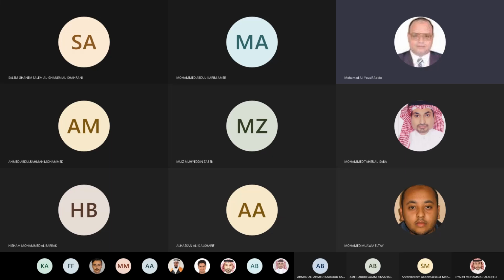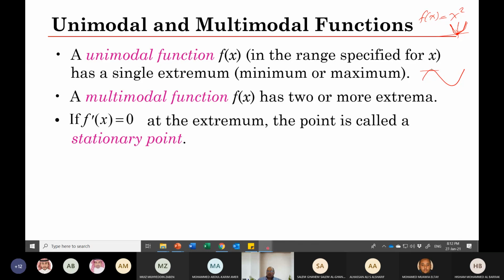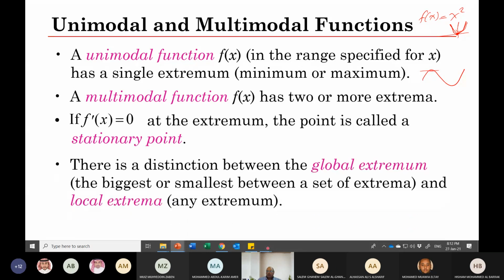For multimodal functions, you have several points where f prime equals zero, and this is a minimum, and this is a maximum, and so on. So you can have local maxima, local minima, and so on. This is a multimodal function. You have several stationary points, let us say.